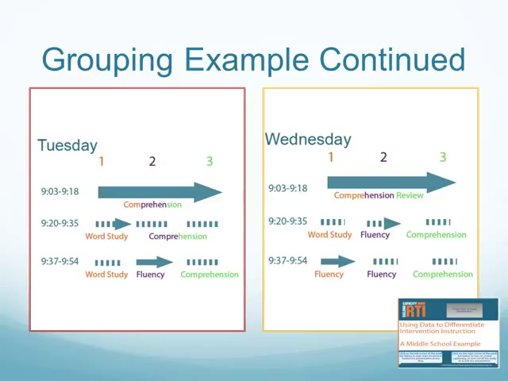On Wednesday, the teacher explicitly works with the whole class with review of the comprehension strategy. Then, group 1 works independently on word study, group 3 works independently on the comprehension strategy, and group 2 works with the teacher in guided practice with fluency. Later, group 1 works with the teacher explicitly on fluency, group 2 works independently on fluency, and group 3 works independently on comprehension.